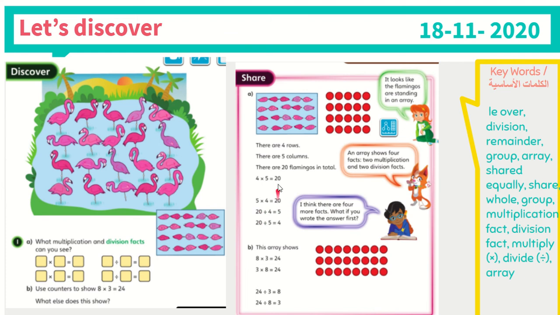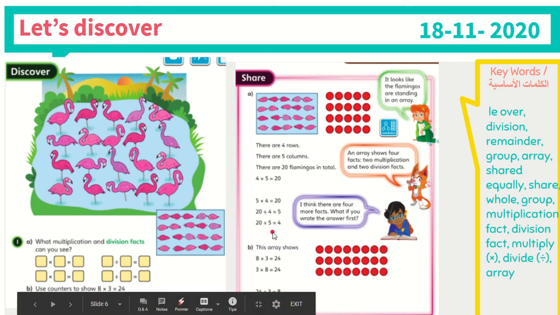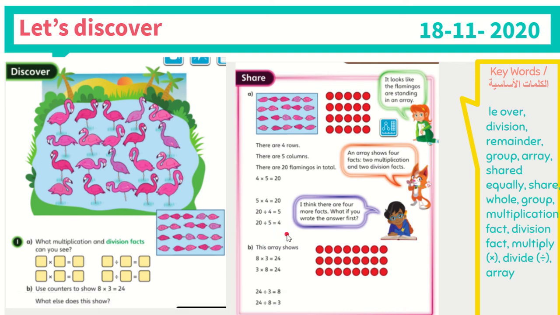We can also use 20 divided by 4 equal 5, or 20 divided by 5 equal 4. You can use an array to represent your calculation.